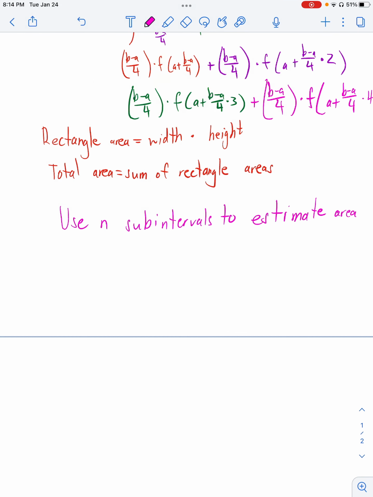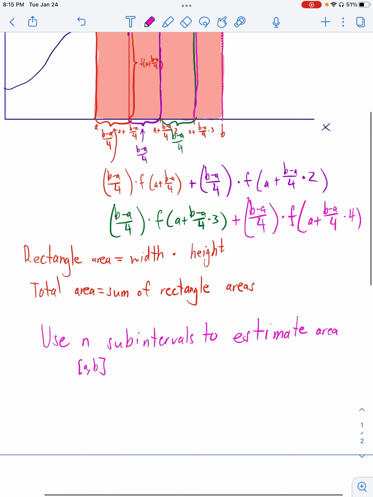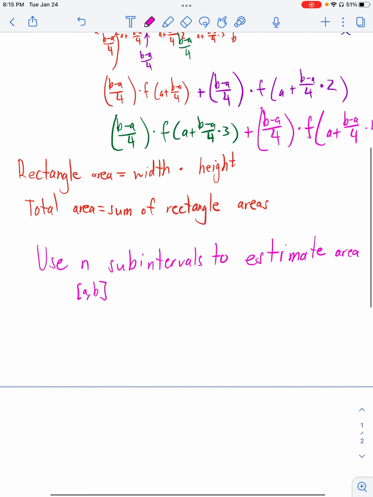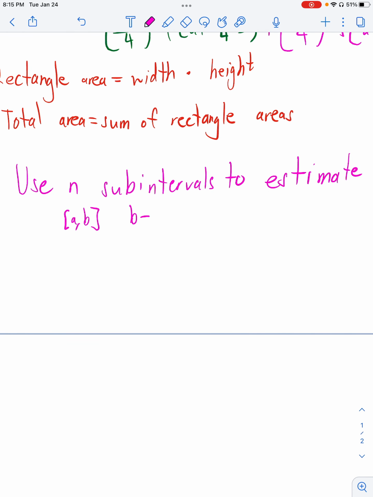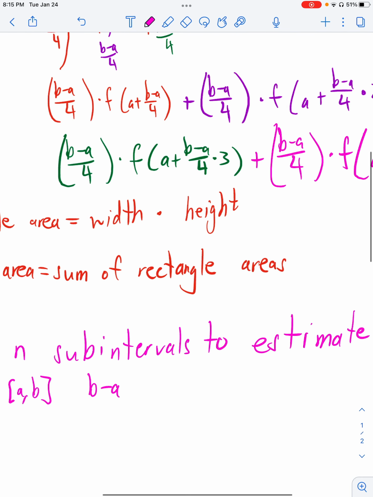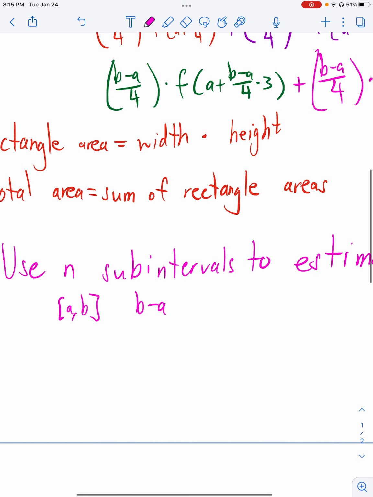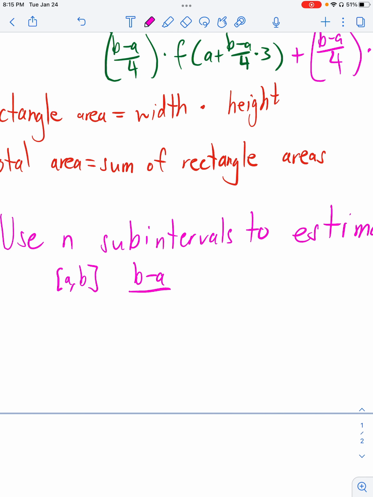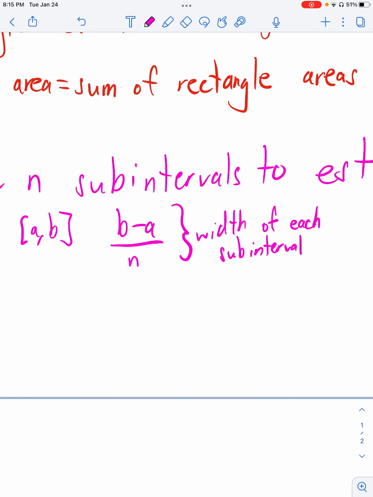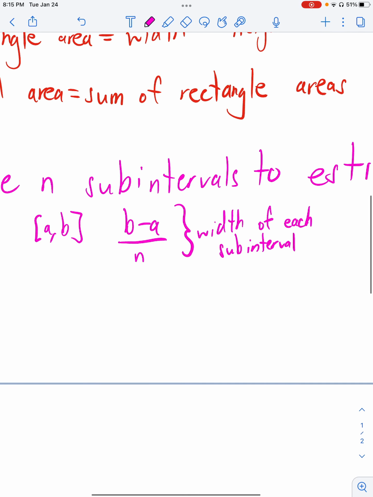So again, the total interval is a to b, x from a to b. We're going to do a right Riemann sum, okay? The total width of the interval is b minus a. And just like when we divided it into 4 subintervals, the width of each subinterval was (b minus a)/4, now the width of each subinterval is (b minus a)/n, because we're using n subintervals, okay? So that's the width of each subinterval.